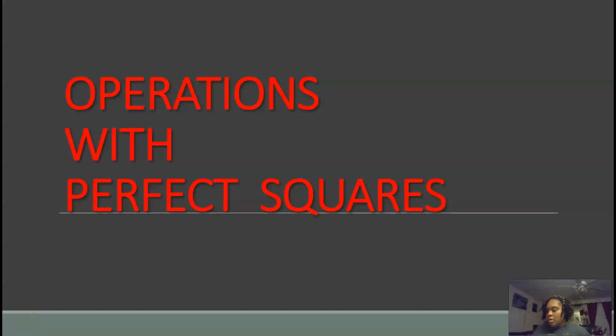Algebra 1 lesson on perfect squares. Today, we're going to be looking at operations with perfect squares. This is a short lesson just to get you prepared for your activity for the week.